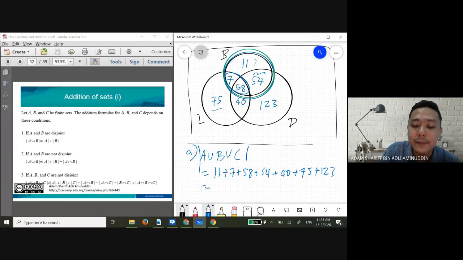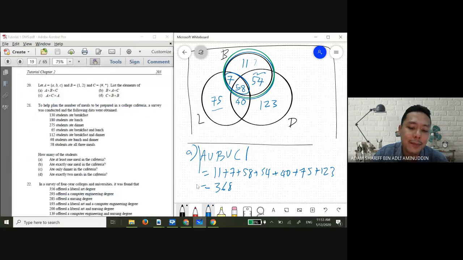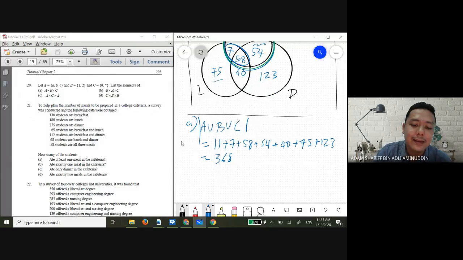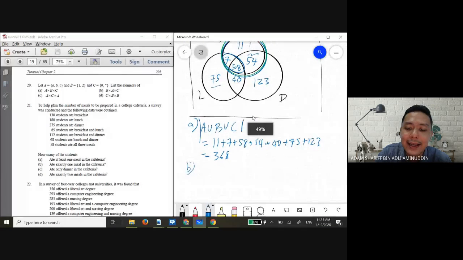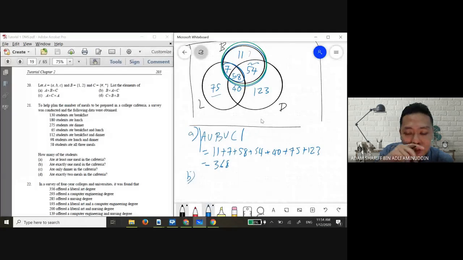It will become 368. Sebab untuk soalan A, only that formula can apply. It cannot apply for sub question B anymore. Eat exactly one meal in the cafeteria. Exactly, betul-betul satu break ni saja.